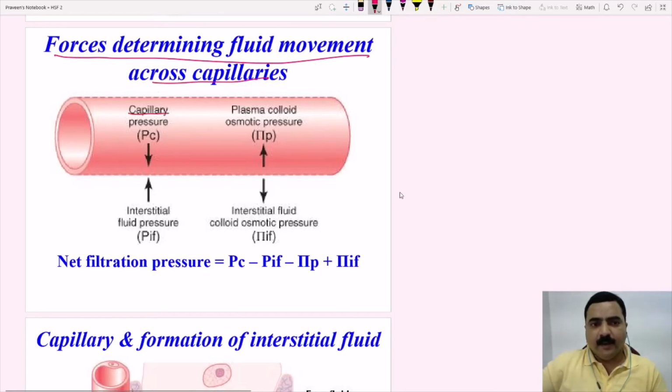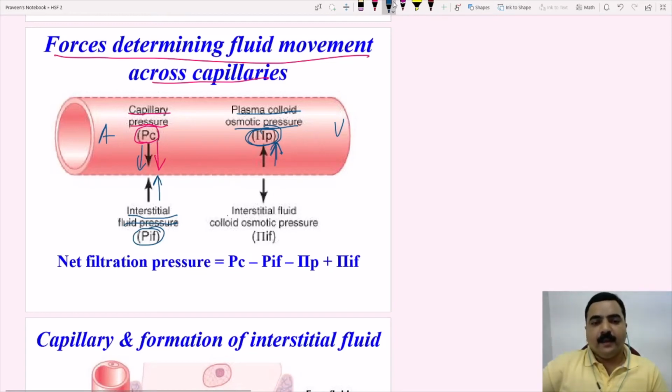It is the capillary hydrostatic pressure, abbreviated as Pc. This pressure allows the fluid to move out. Then there is the plasma colloid osmotic pressure, abbreviated as pi p, which attracts the water. This is your arterial side and this is your venous side, so this will attract the fluid back. Now in the interstitium, what is there? The interstitial fluid hydrostatic pressure, which opposes the filtration, or supports the movement of the fluid back to the veins.